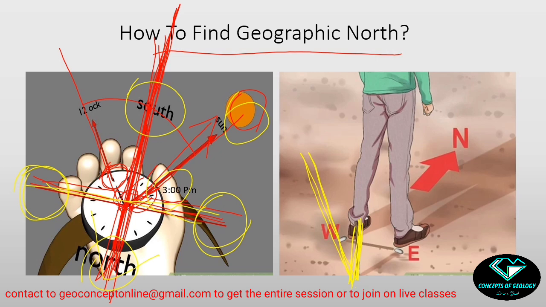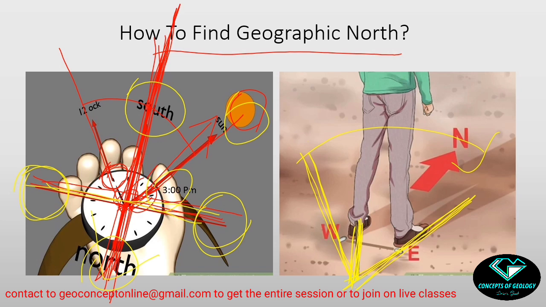After a certain number of minutes, the shadow will move because the earth is moving. So after, suppose, 10 or 15 minutes, my shadow has moved here. As the sun has moved from east to west, the shadow definitely moved from west to east.